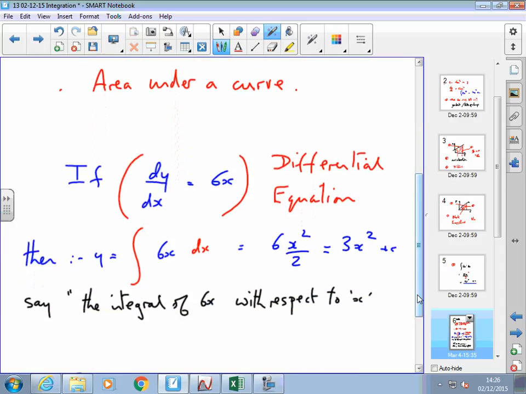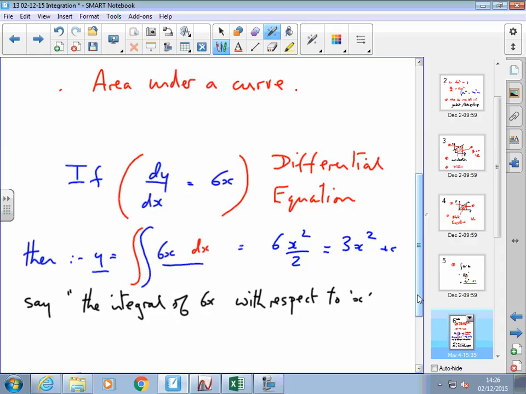So if, for example, we had something like this, look, dy by dx is 6x, that's the differential. The differential is 6x. So what's the original function? This is a differential equation. So how do I get back to the original function if the differential is 6x? The terminology is a bit awkward to start off with, but remember this means the differential. If the differential is 6x, then the original function y is the integral of 6x.